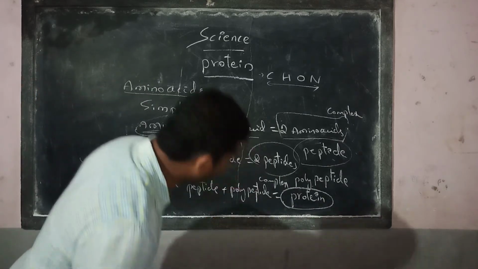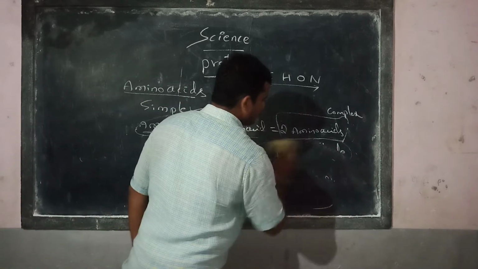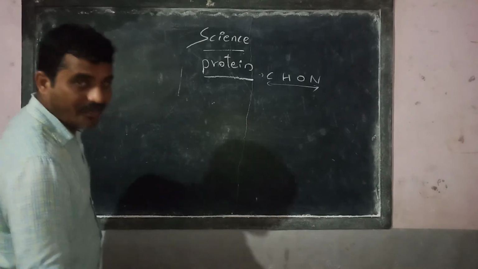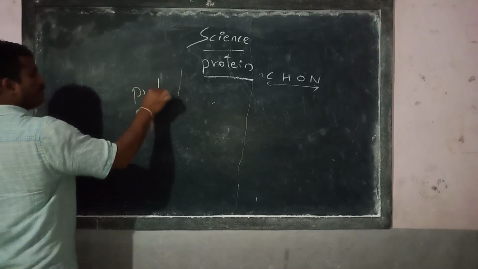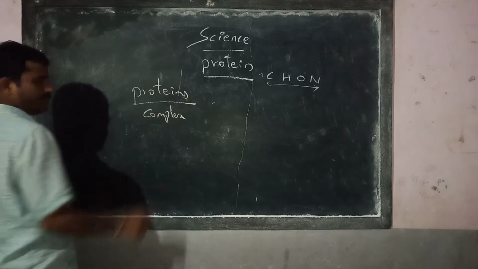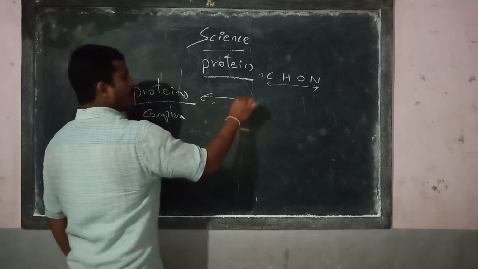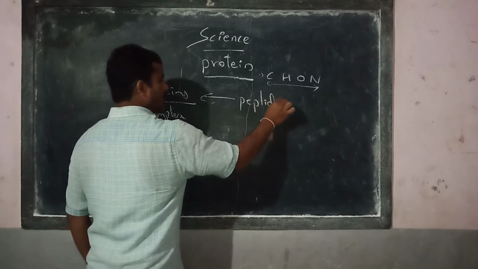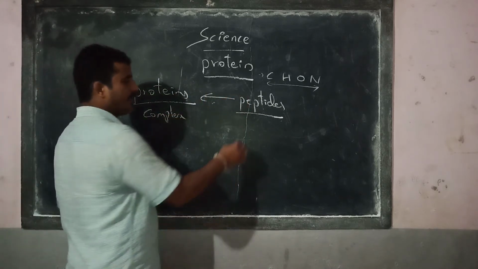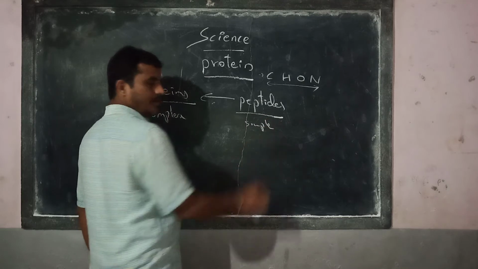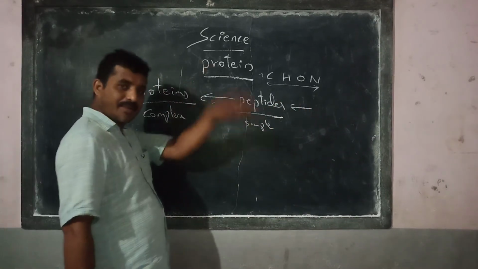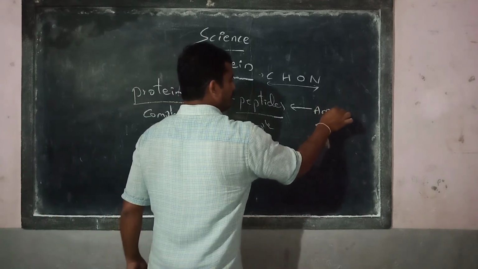So to avoid the confusion, I will explain once again. Just remember this point. Very important. Proteins are complex substances. They are made of peptides. When compared with proteins, peptides are simple. But now see, peptides are not the basic units. They are again made of amino acids.